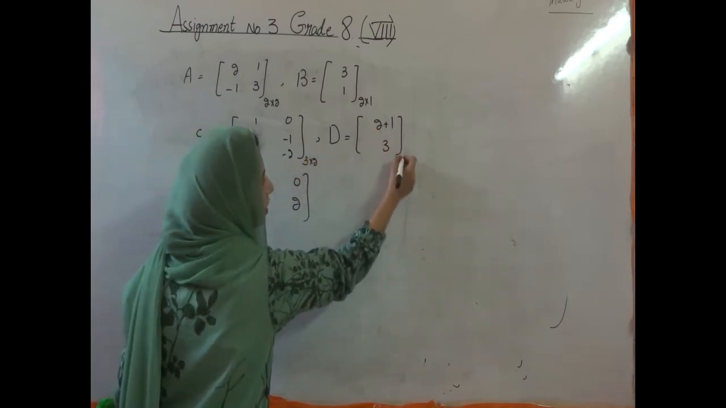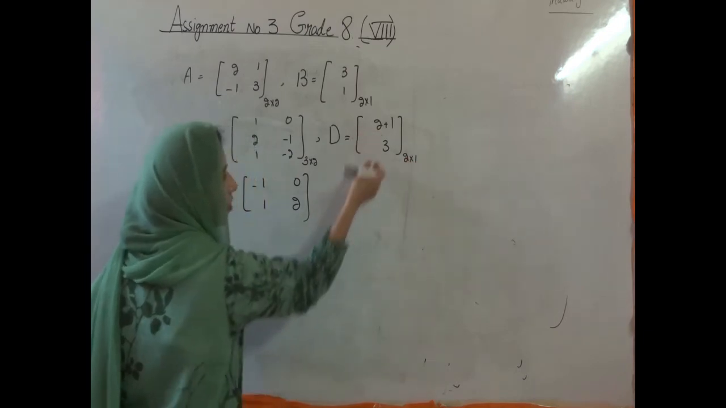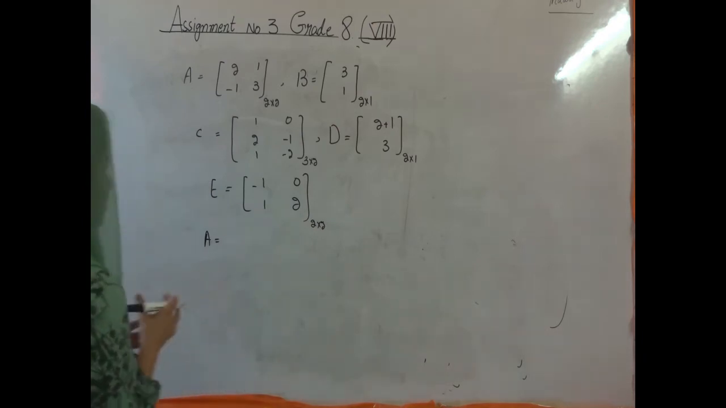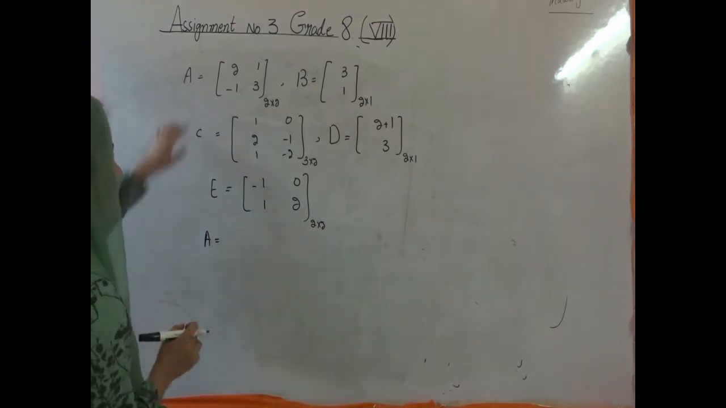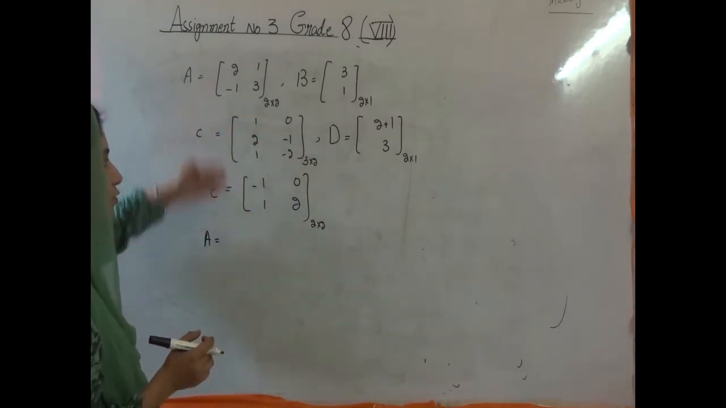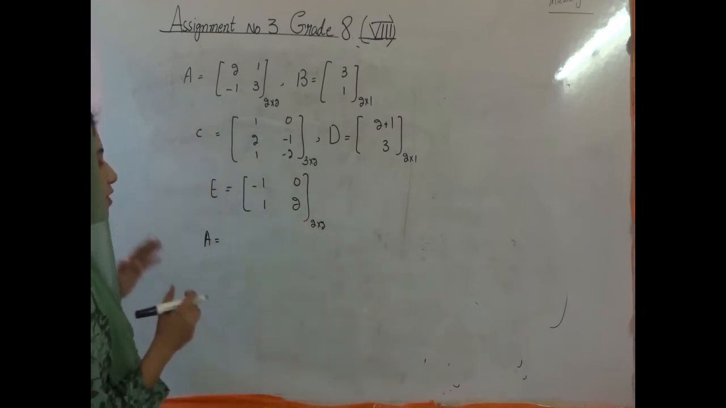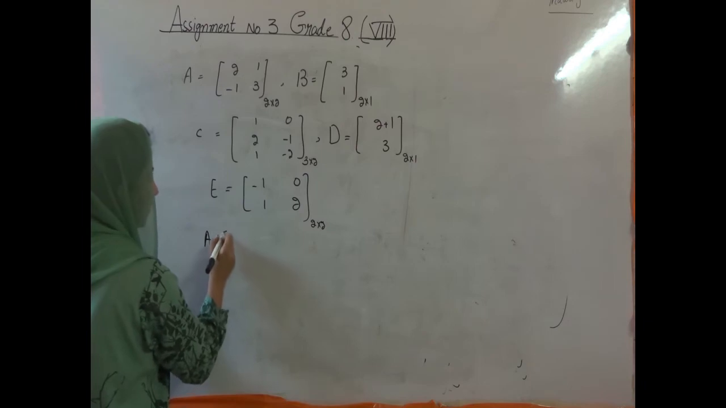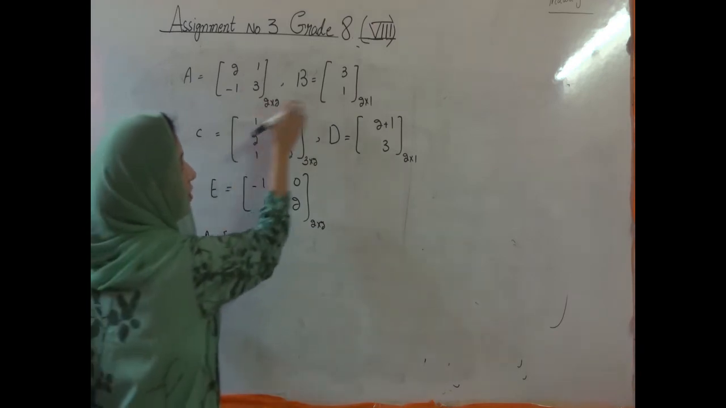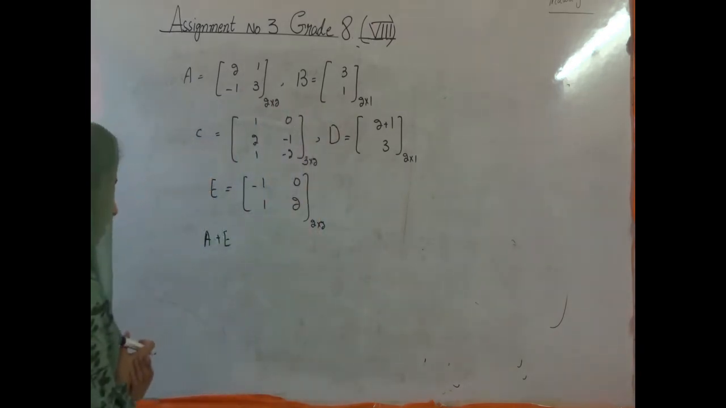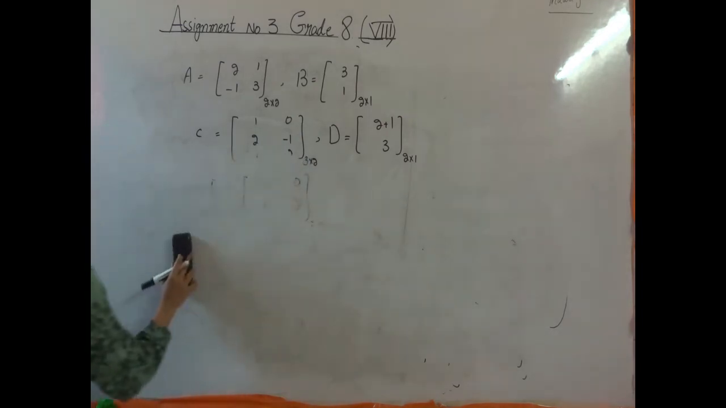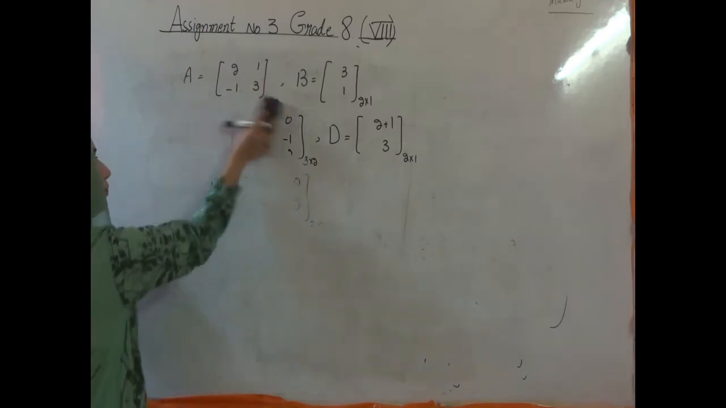D. How many rows are here? 2 multiplied by 1, column just 1. Here 2 multiplied by 2. So which matrix is conformable for addition? So the order of A is 2 multiplied by 2 and the order of E is 2 multiplied by 2. It means the order of these two matrices is the same. So we can add A plus E. We cannot add A plus B because the order of these two matrices is different. Fine. We can add two different matrices if the order of those matrices is the same. So fine. And question number 2.